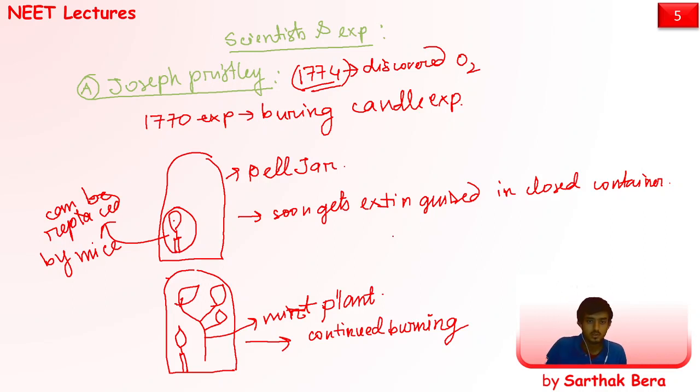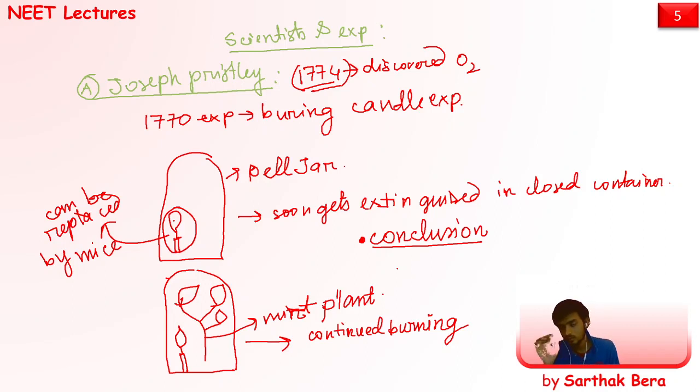So what was the conclusion out of it? The conclusion that Joseph Priestley has arrived by this experiment was plants restore to the air whatever breathing animals and candles remove. So he has understood that this particular candle or mice remove something from the air and the same thing is restored by the mint plant.